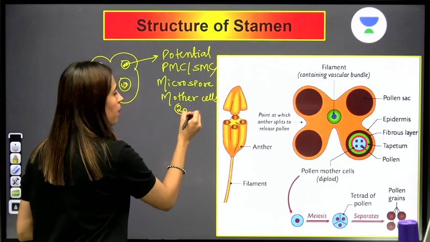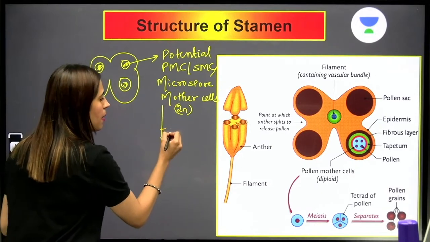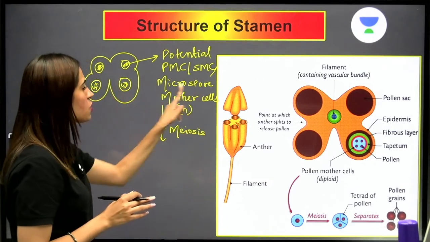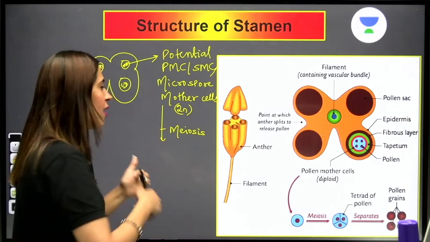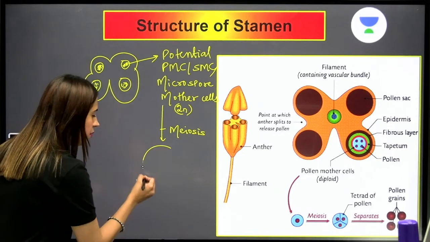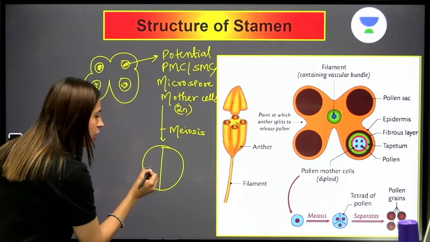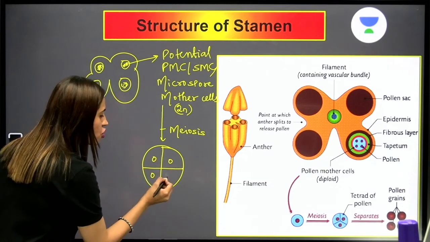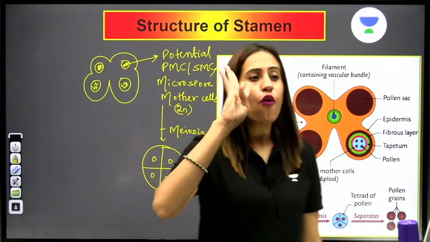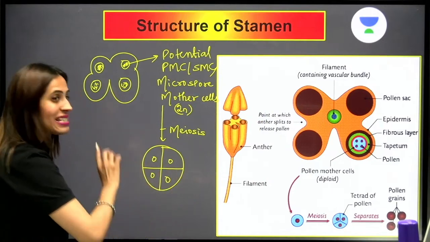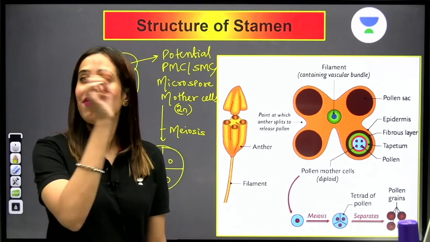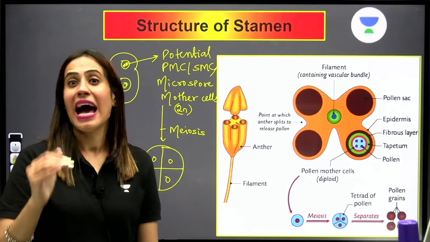Ploidy level is diploid, which undergo meiosis to form what? Microspore mother cells, what are they going to form? They are going to form microspores, right? Microspores are joined. How many microspores? As you know, a single meiosis gives four products, gives four cells, right? But the ploidy level of these microspores, it is haploid.